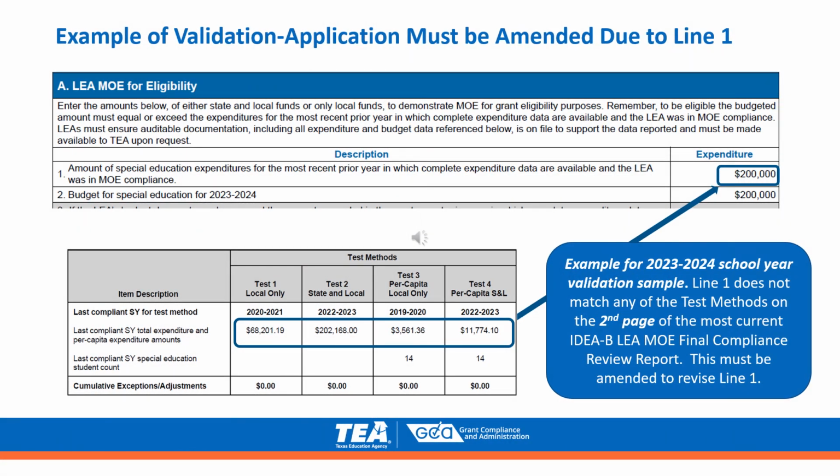In this example, you'll notice that on line 1, the expenditure amount being reported for the most recent prior year is not being informed by one of the 4 test method amounts on the second page of the most recent final compliance review report. This LEA was required to submit an amendment so that the amount being reported in line 1 is taken from the second page of the most recent final compliance review report, utilizing one of the 4 test method amounts.